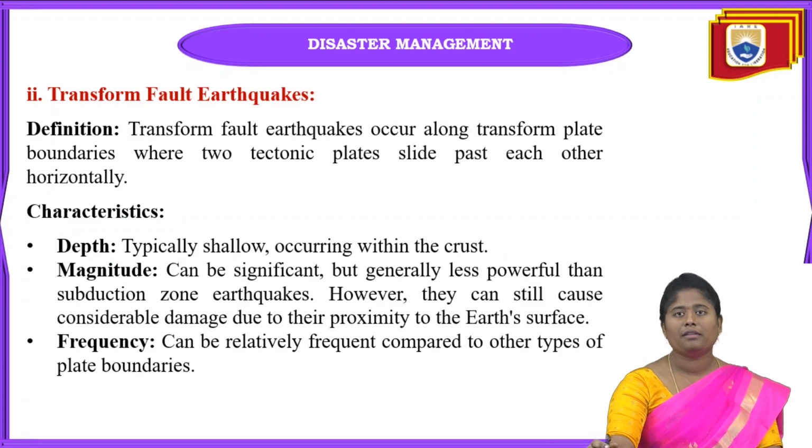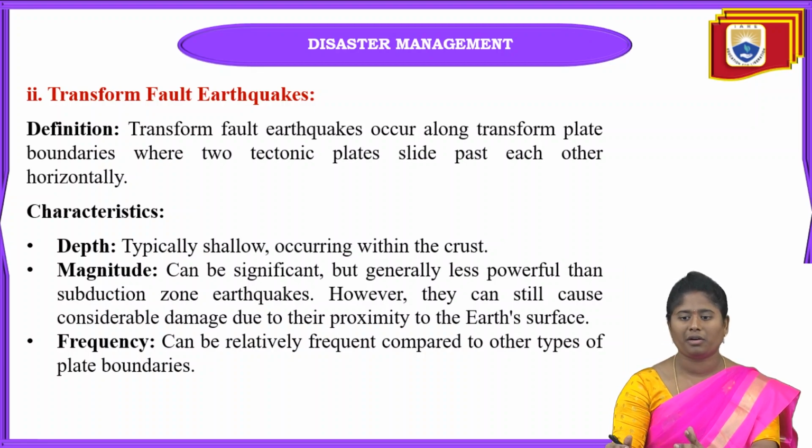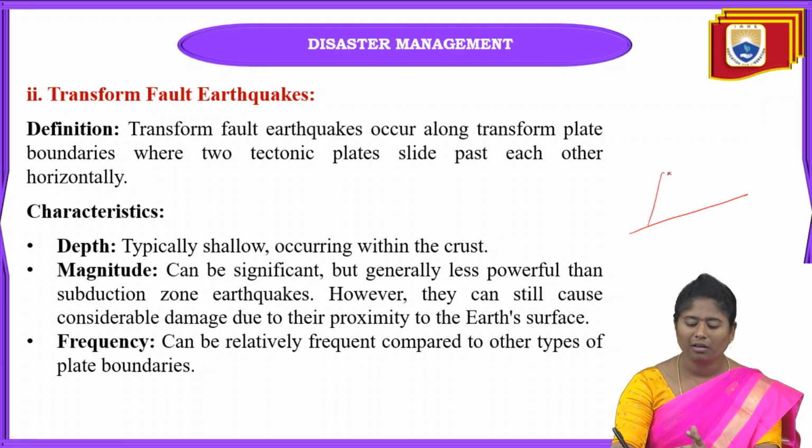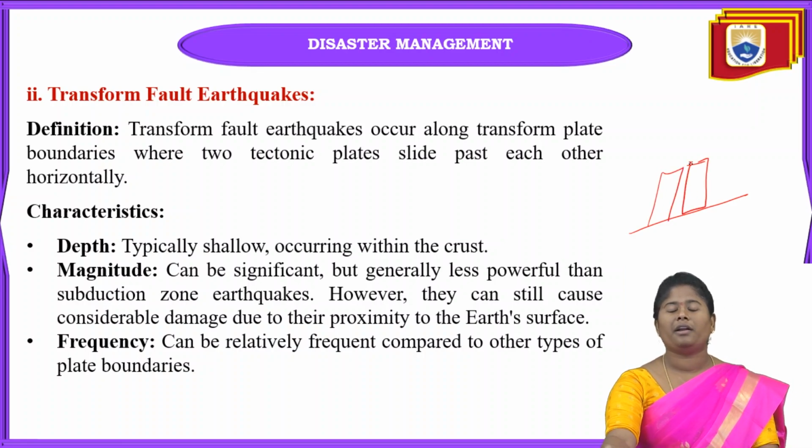Next one is transform fault earthquakes. And what is meant by a transform fault earthquake? This occurs along the transform plate boundaries, where two tectonic plates pass each other horizontally. Horizontally these two tectonic plates will be there, and that is called a transform fault earthquake.